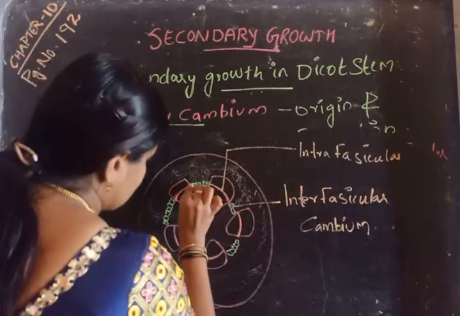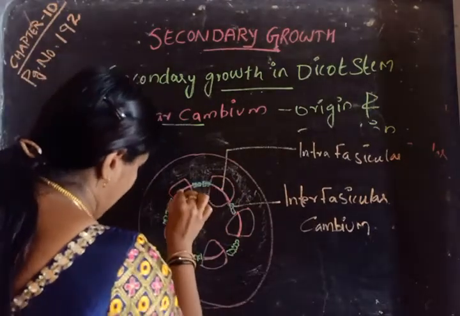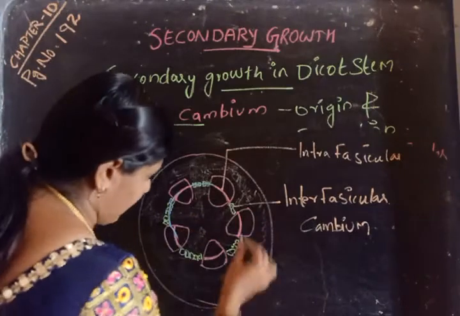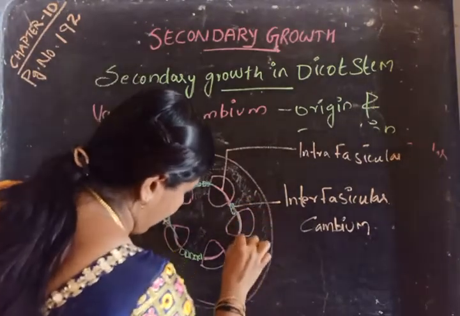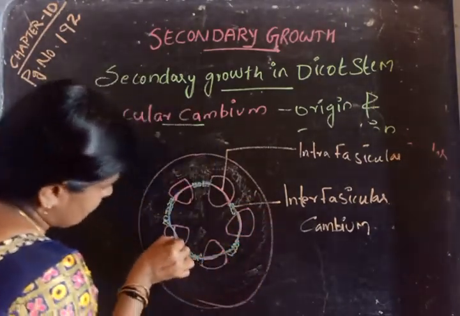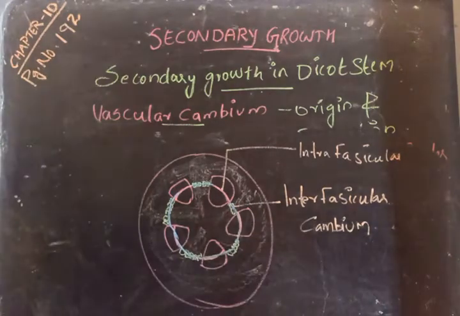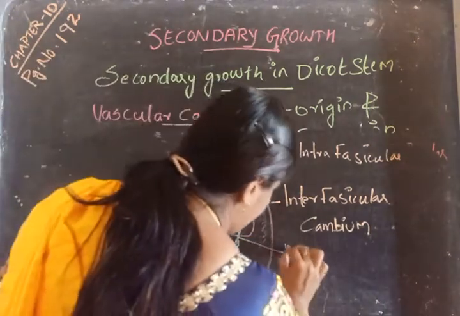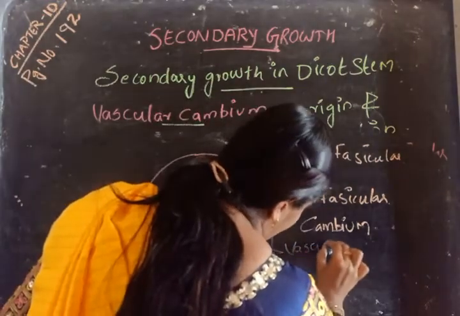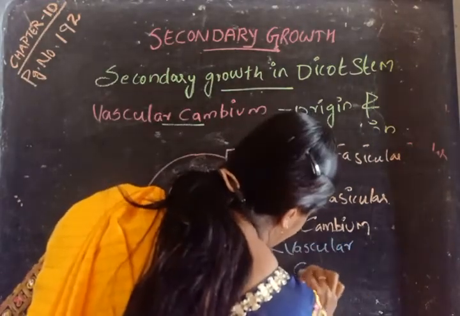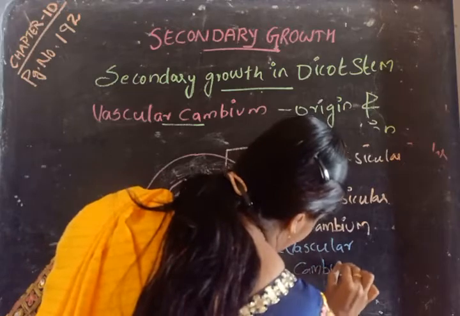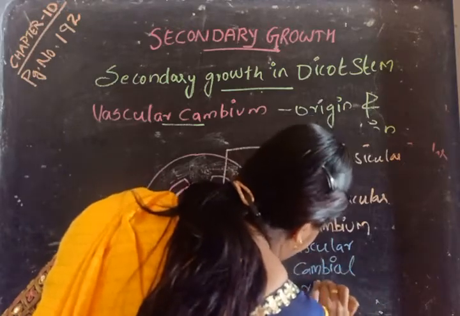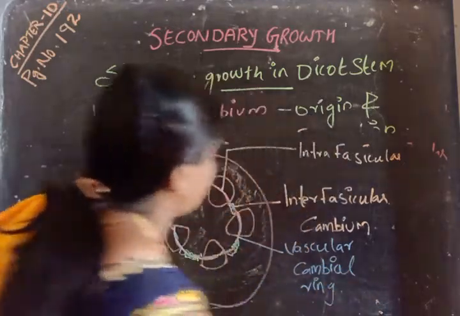So, when this interfascicular cambium and intrafascicular cambium join to form a ring structure, it is called the vascular cambial ring. So, I think you all are clear.